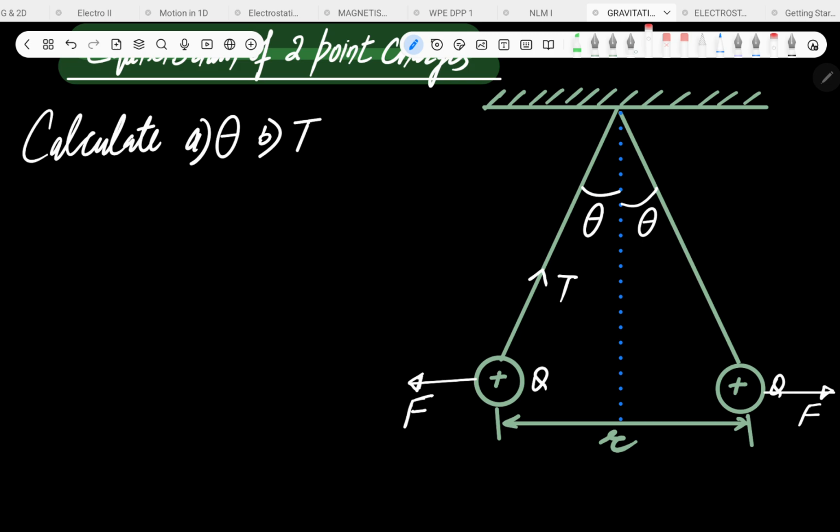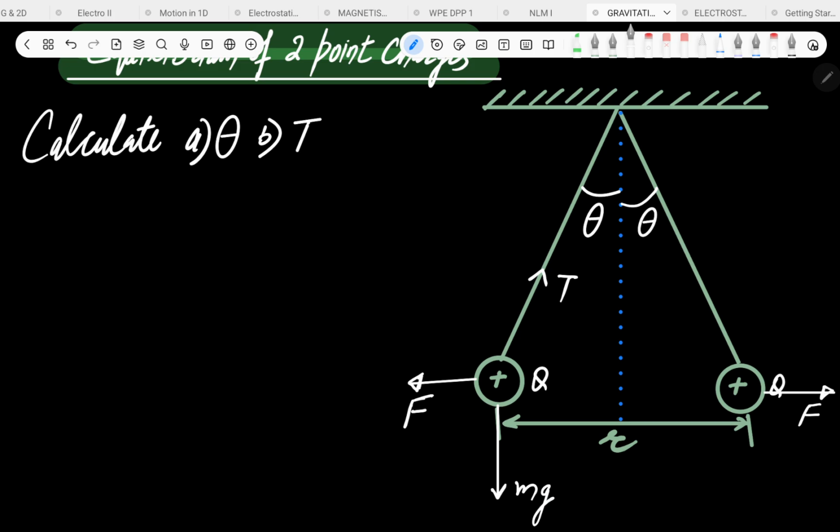First and foremost, you will try to identify how many forces there are on one particle. On this particle, there are three forces. Force number one is the electrostatic force, this F. Force number two is the tension in the string. And force number three is the weight of this particle in the vertically downward direction, which will be equal to mg, isn't it?